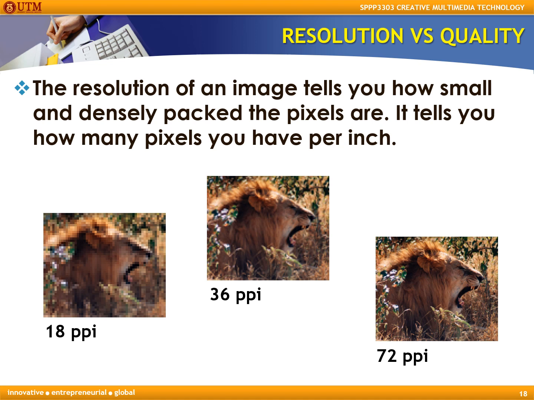The resolution of any image tells you how small and densely packed the pixels are, and how many pixels you have per inch. This is the same example that we have. 72 ppi is the highest ppi that we could have. Now we have 36, and you can tell the image starts to be blurry. When we talk about 18 ppi, this is very, very low. We cannot tell the details of the image.